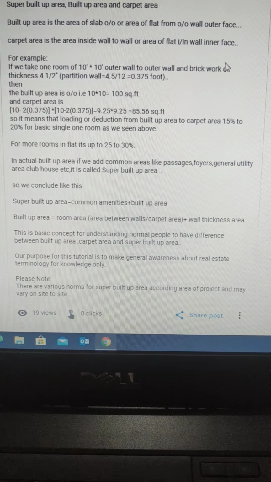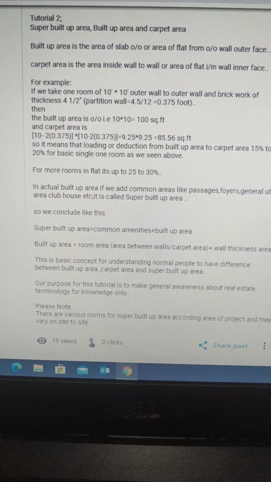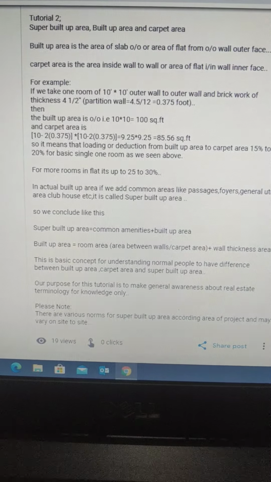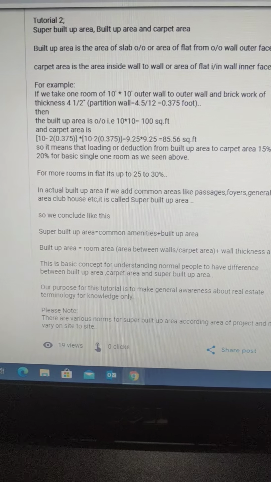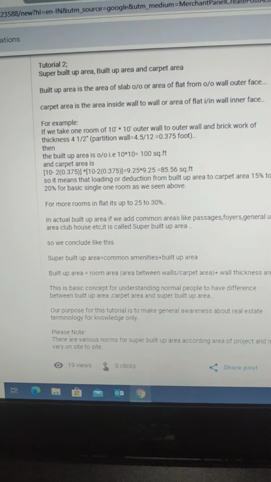In normal terms we can say it like that. For example, take a room of 10 feet by 10 feet, outer to outer wall, and the brickwork of the partition wall is a 4.5 inch thick brick wall, which comes to 0.37 foot. Then the built up area, out to out, is 10 into 10, which is 100 square feet. Then the carpet area is the built up area minus the wall area. The wall area is the thickness of the wall multiplied by 2 for two sides, and then another 2 sides. So it comes to 85.56 square feet.